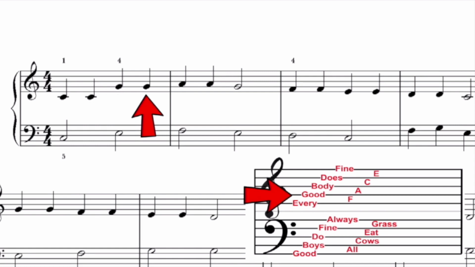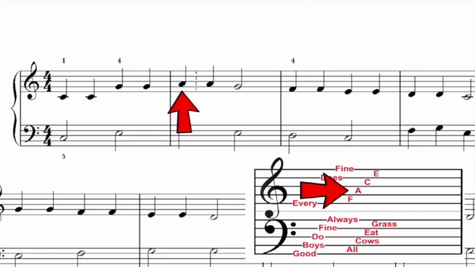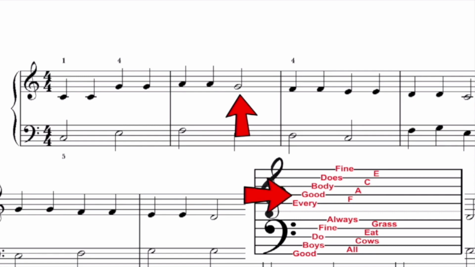Let's go to the next bar. Now look at the bar line. Remember the bar line? The first note in the second bar is on the second space. So that is going to be F, A. So that's going to be the A note. And the next note is again A. The next note is on the second line. The second line is Every Good. So it has to be G.